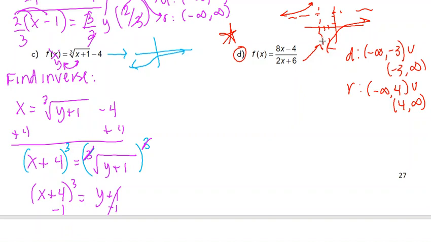I meant to say the vertical asymptote. I don't know what I said. I think I said horizontal. That's to find the vertical.